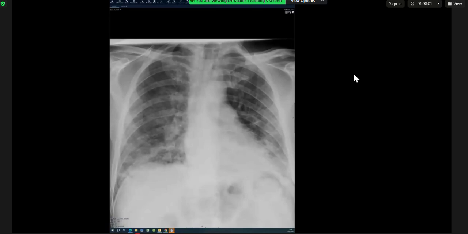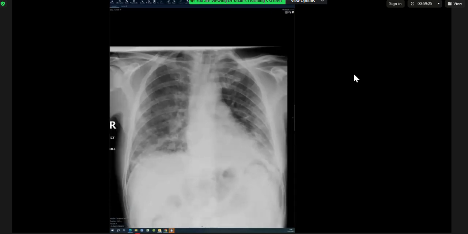I can see that there are multiple opacities in the lower aspects of both lungs. This can be pneumonia. This can be multiple small nodules. In my routine practice, I would like to check for previous X-rays to see if the patient has progression of such disease or not. And I would like to communicate the findings with the referring physician and recommend CT.